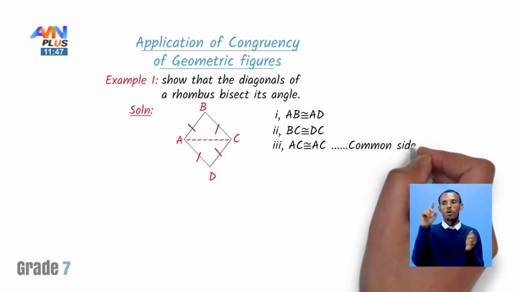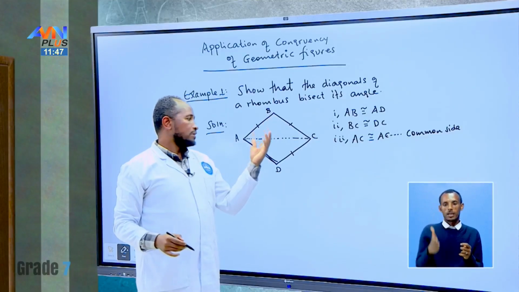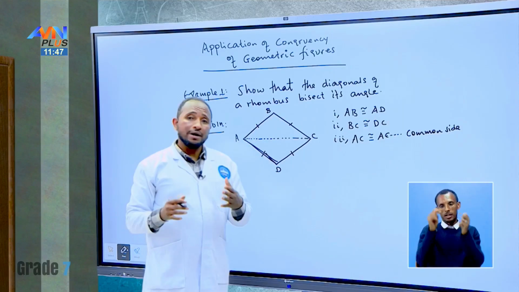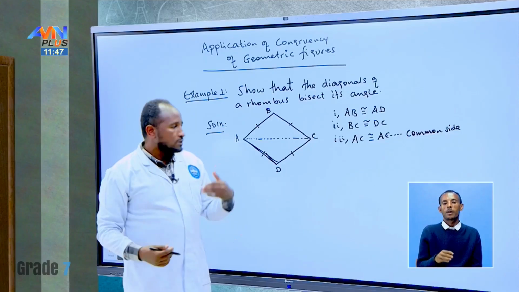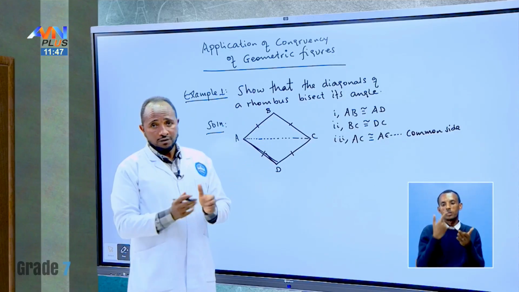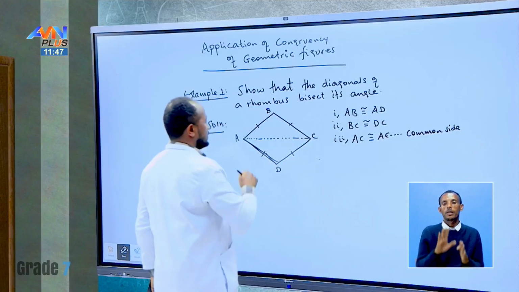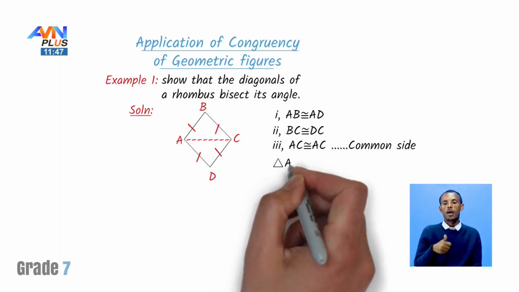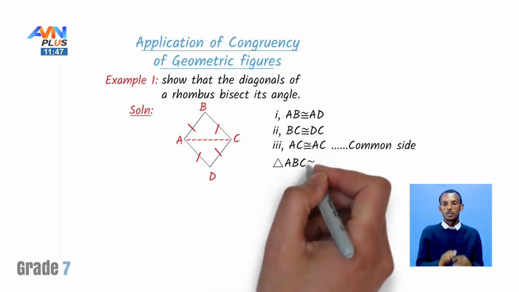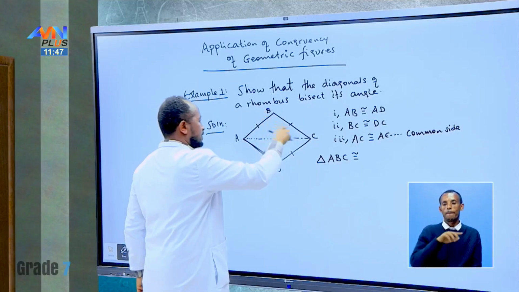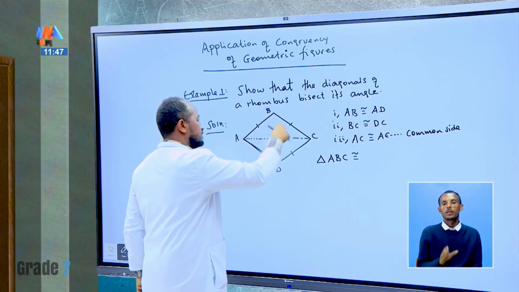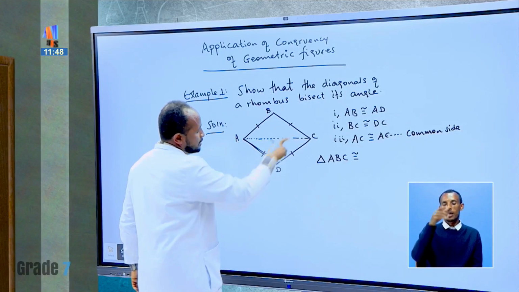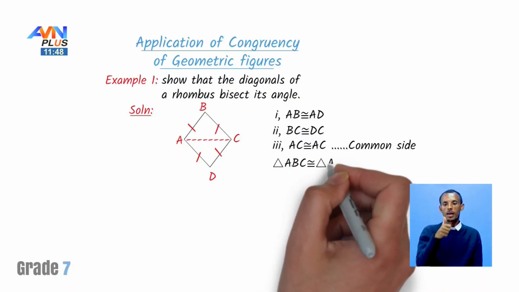Therefore, the three sides of this triangle are congruent with the three sides of the other triangle. So the two triangles are congruent. In what order do these two triangles fit? Let me write the order. Triangle ABC is congruent to triangle ADC. AB fits with AD, BC fits with CD.